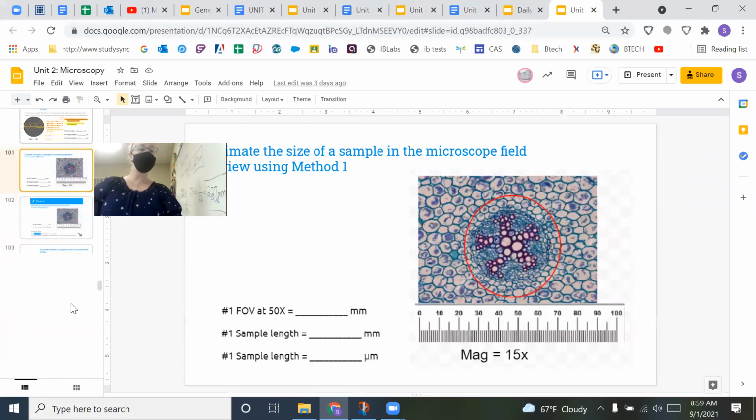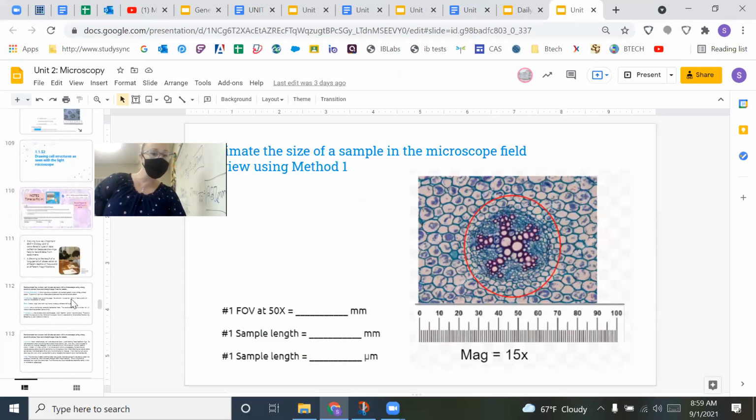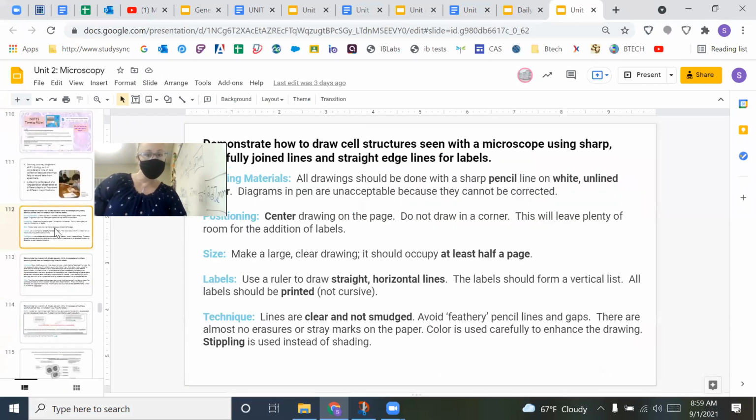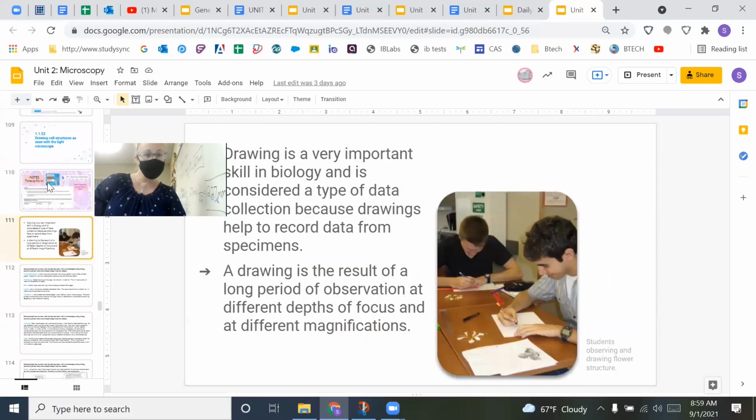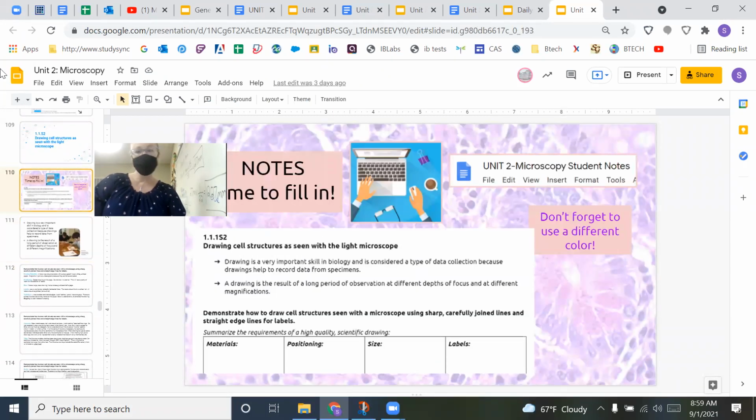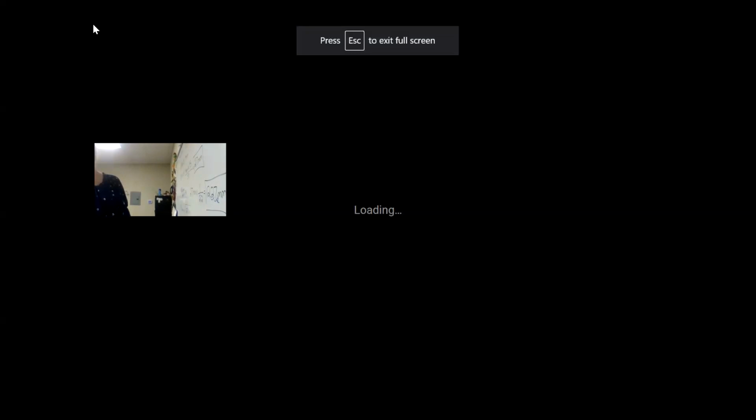Okay, you guys, if you are not on a microscope, we're going to take some notes. So you should be on this page of your notes, please. The next page of your notes if you are not on a microscope.